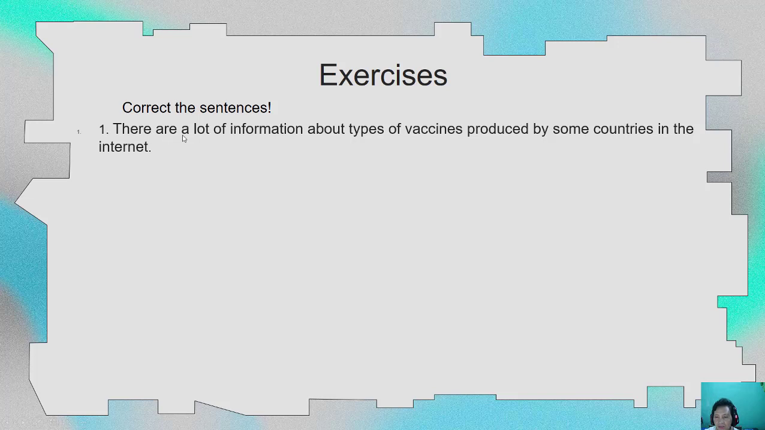Okay, so yes, the subject is this one. And then no, it is not this one. The predicate is not produced, because it is from, yes, it is an adjective clause, vaccines which are produced by some countries. That's why this one is the predicate. But why do we have to correct this sentence? Because a lot of information, the subject, is uncountable. That's why we have is.